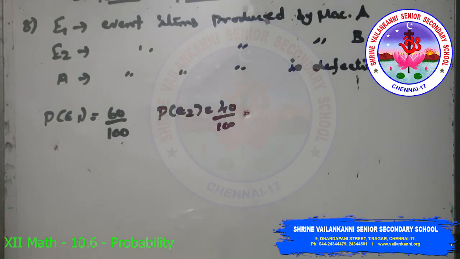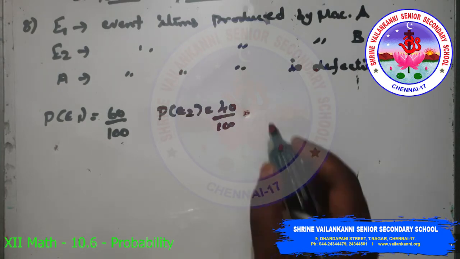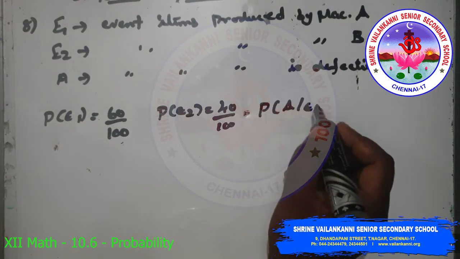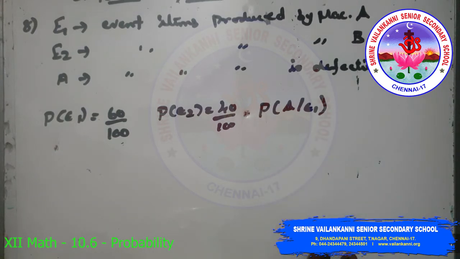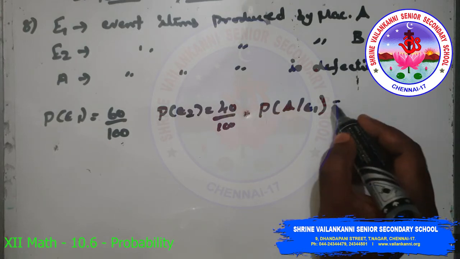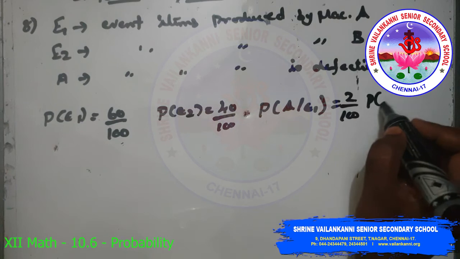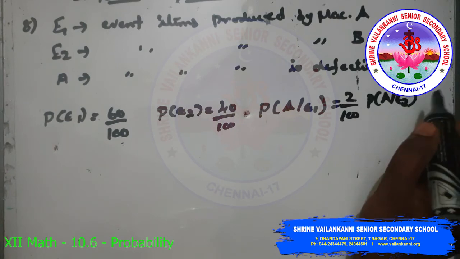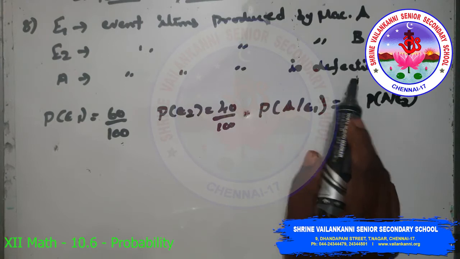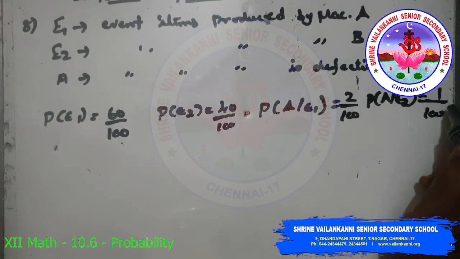So let A be the event that the item produced is defective. We have further that 2% of the items produced by machine A and 1% produced by machine B were defective. So P of A by E1, the items produced by machine A which are defective, is 2%, so 2 by 100. And the items produced by machine B, that is E2, which are defective is 1%, so 1 by 100.